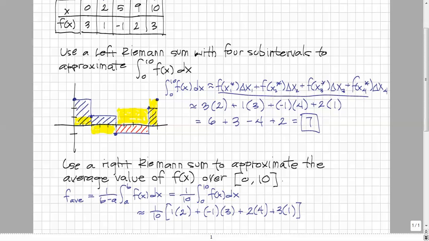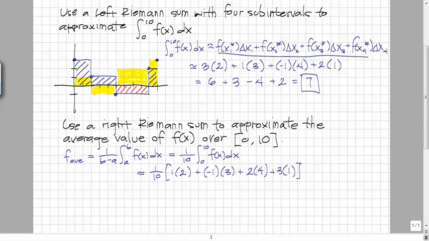But let's go ahead and get back to our problem and finish finding this average value. So this is equal to 1/10 times 2 minus 3 plus 8 plus 3, which works out pretty nicely. In this problem, we end up with 10 over 10 equals 1. So according to the right Riemann sum approximation, the average value of the function over the interval from 0 to 10 is 1.